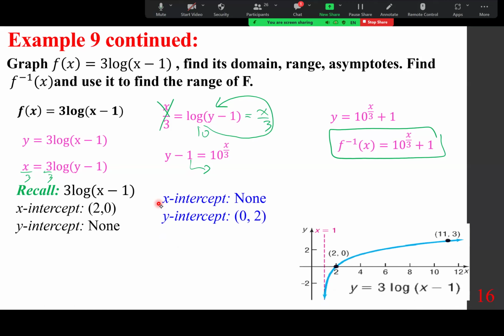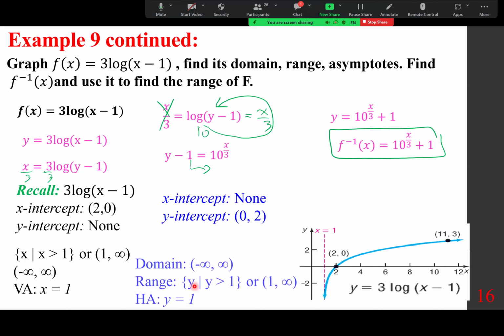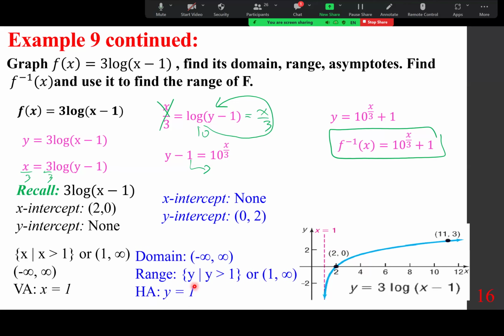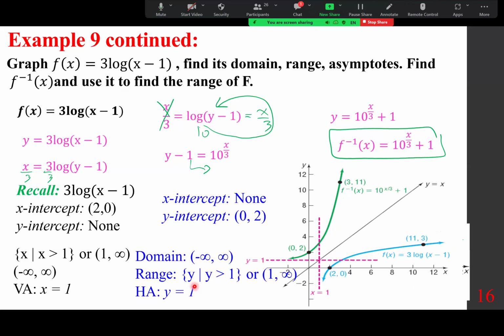So this was the graph, by the way. Domain was 1 to infinity, so now the range is 1 to infinity. Range was negative to positive infinity, now the domain is negative to positive infinity. We had a vertical asymptote, x equals 1. Now we have a horizontal asymptote, y equals 1. And if you graph it, it looks like that. So (2, 0), (0, 2), the vertical asymptote versus the horizontal asymptote, and they're symmetric with respect to the line y equals x.